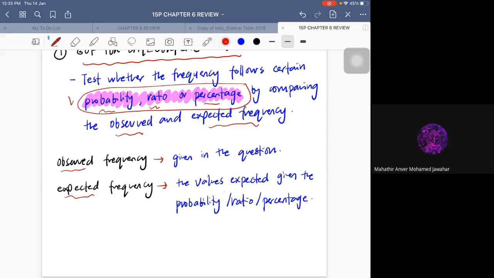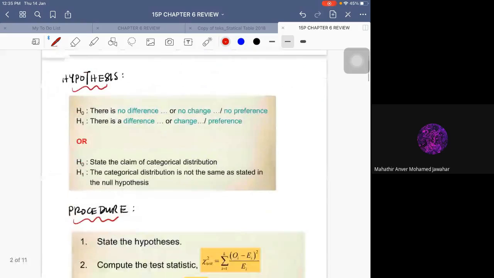If the data satisfies the condition, we call that a good fit. The claim is that the difference between both of these values is small. If our observed value is pretty much similar to our expected value, that means whatever ratio or percentage is given is actually true, and that is called a good fit. So we're going to test whether or not the observed and expected values are a good fit. That is why it is known as the goodness of fit test.